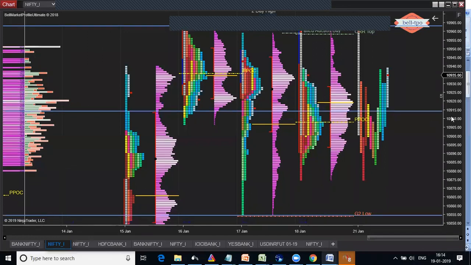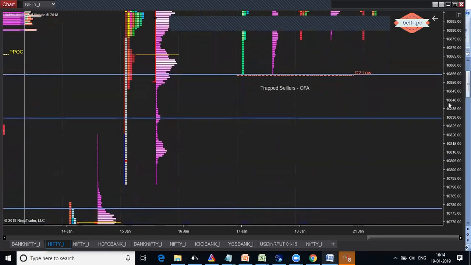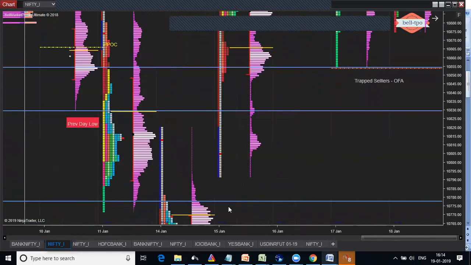See, you cannot identify which day is an open drive or not, but let's think about 15th January. If you want to onboard at the opening itself, there is only one easy clue. Just go to your 1-minute chart.